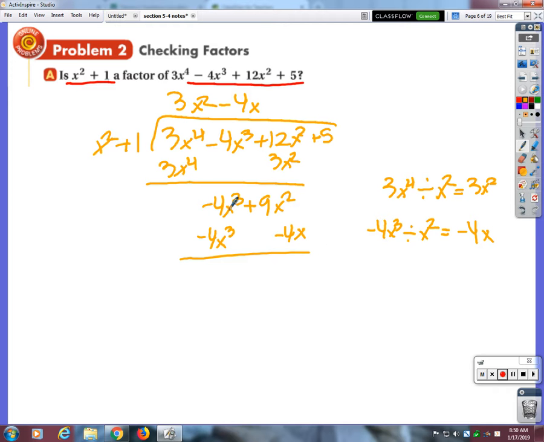Negative 4x cubed minus negative 4x cubed, those will cancel. 9x squared minus 0 is just 9x squared. Then I have 0 minus negative 4x. It'd be plus 4x, yeah. Okay? And then if we want, we can bring down the 5 right now, or we can wait. We're not going to use it quite yet, so I'm going to leave it where it is.